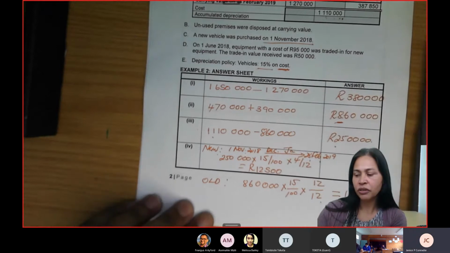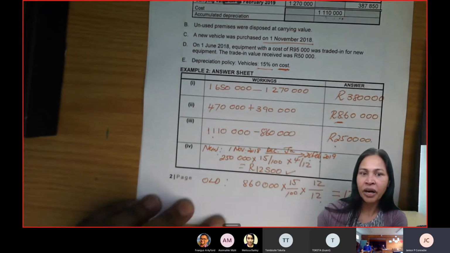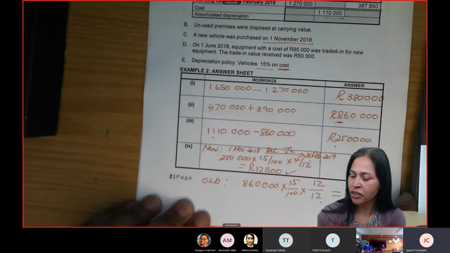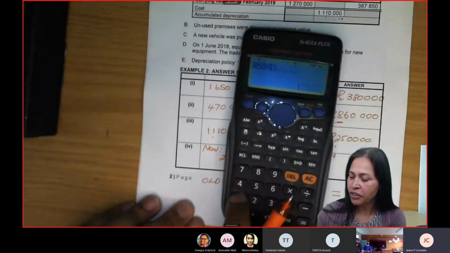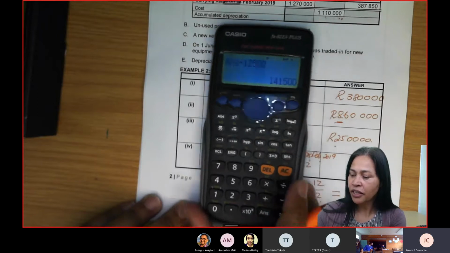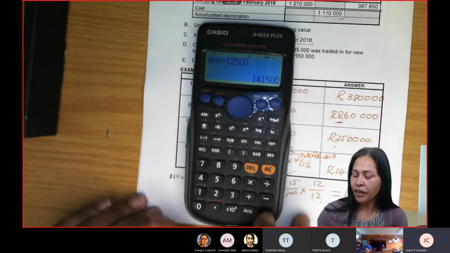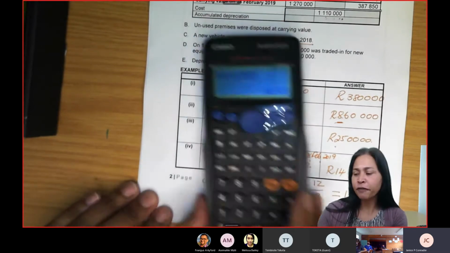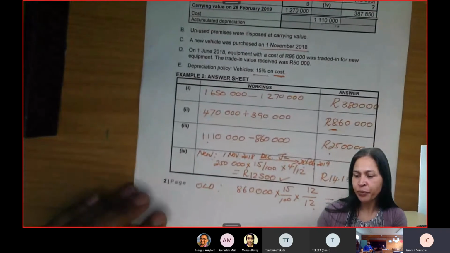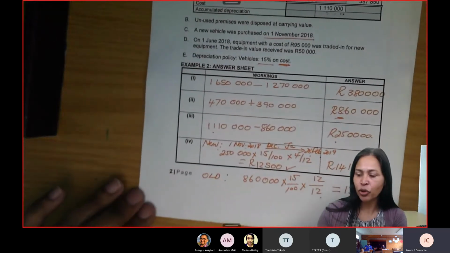So what is the total depreciation on my vehicles that I've written off? I have my 12,500 and I have my 129,000. So those two must be added. So let's add the 12,500 to that. And that gives me my final answer of 141,500. And that's how you complete information on a fixed asset note. If there are any questions at this stage, please feel free to ask.